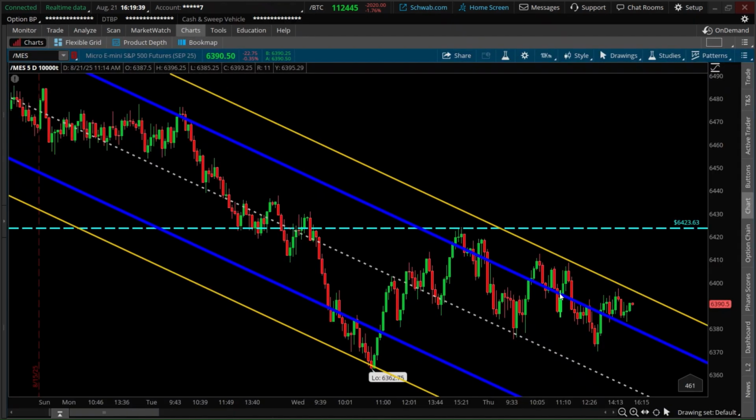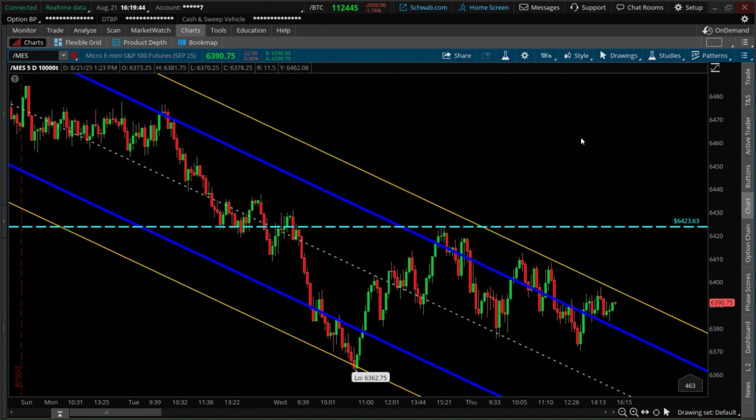I'm going to go ahead and pause it here, considering that the futures market has another 40 minutes of trading. I want to continue tracking this, so I'll update accordingly.